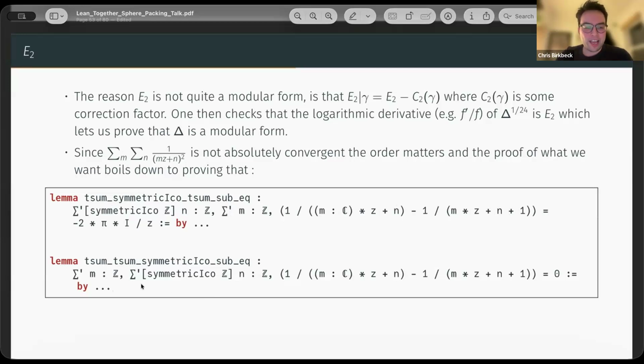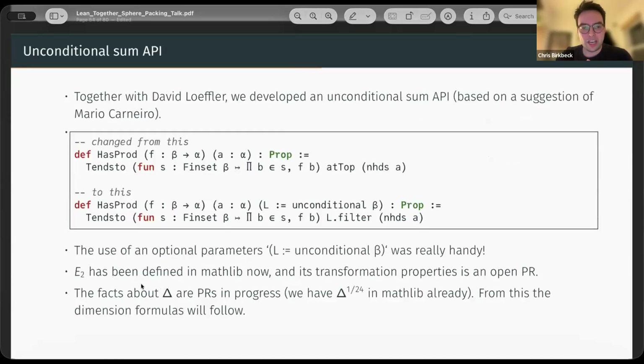But before doing this, we didn't really have an API for doing non-absolutely convergent sums, or conditionally convergent sums. You could do some hacks, but nothing quite polished. And so we had to develop this. And so together with David, we made some API for this.